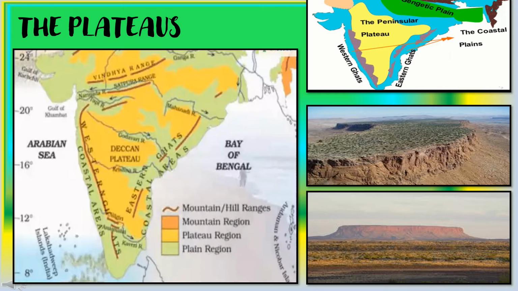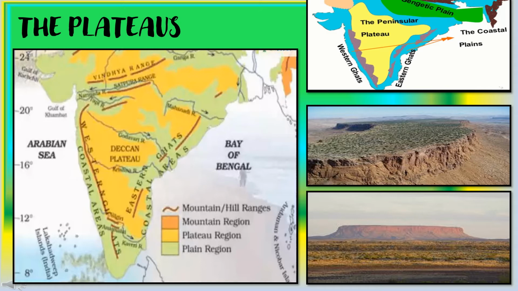To the south of the northern plains lies the Peninsula Plateau. It is triangular in shape. The relief is highly uneven. This is a region with numerous hill ranges and valleys. Aravalli Hills, one of the oldest ranges of the world, border it on the northwest side. The Vindhyas and the Satpuras are the important ranges.